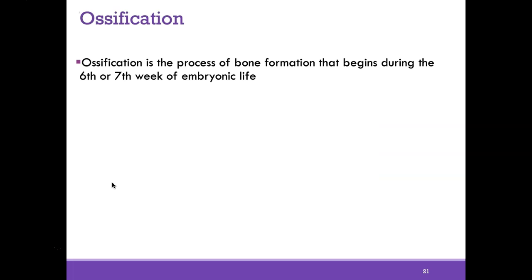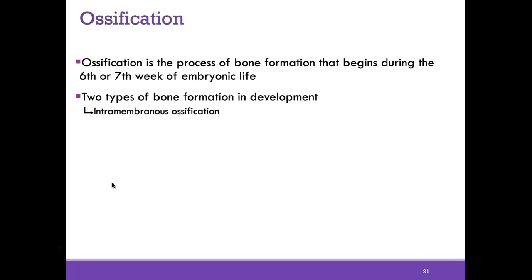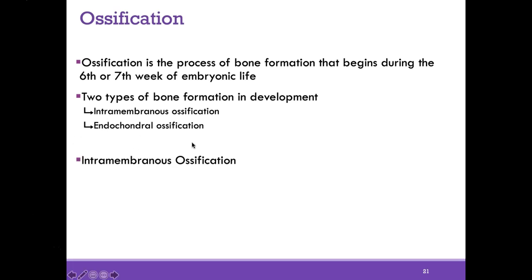So now let's talk about ossification, which is the process of bone formation that begins during the 6th or 7th week of embryonic life. And I'm going to talk very briefly about ossification. There are two types of bone formation and development. There's intramembranous. That's how we get certain flat bones of the skull, parts of the collarbone and part of the mandible. And then we have endochondral ossification. I'll talk about each of those.